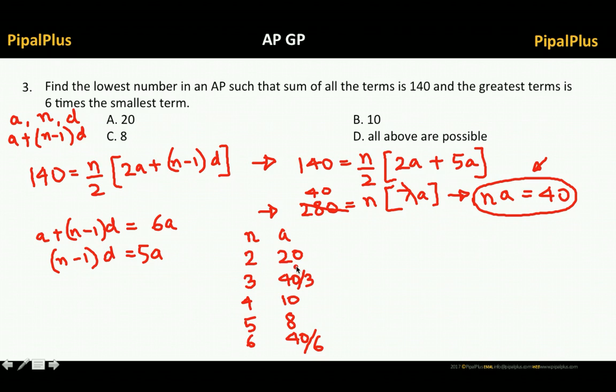Now out of these, I notice that I can see a 20 here in the answer choices. Can a be 20? The answer is yes, a can be 20. Can a be 10? The answer is yes, a can be 10 as well. Can a be 8? Yes, the answer is a can be 8 as well. So we'll just simply mark all the above as possible values of a.